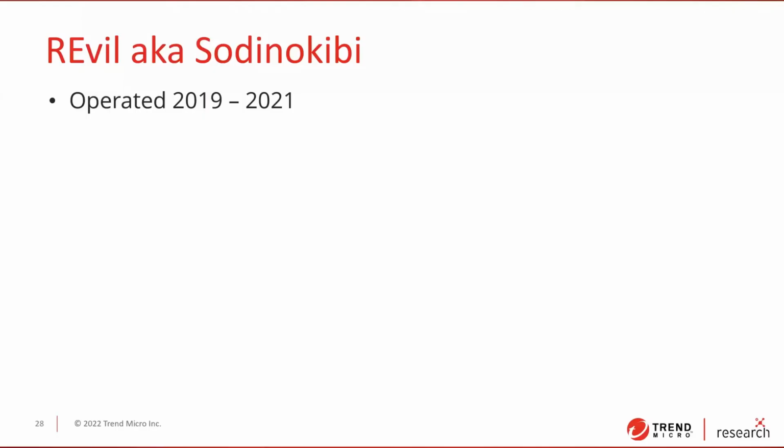The next one I wanted to highlight was Revel, which is also Sodinokibi. This is a ransomware family that's been around since 2019. You can see it operated from 2019 to 2021. It is just like Lockbit. They are a ransomware as a service operation. So they have affiliates around the world who are utilizing their tools and malware to target victims out there.